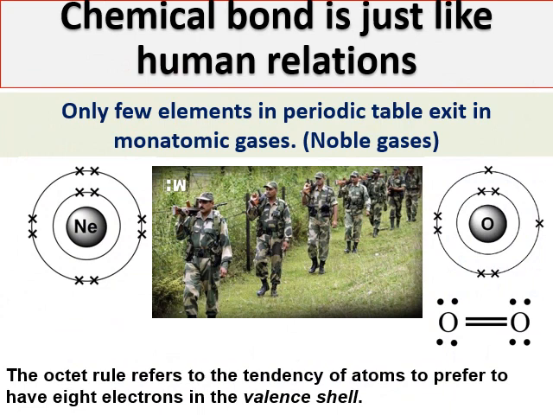So the bonds between atoms are just like the relations between humans. So let's have a look into atoms and molecules. The noble gases, helium, neon, argon, krypton, xenon, exist as monoatomic gases, but hydrogen, nitrogen, fluorine, oxygen, chlorine, bromine exist as diatomic gases, and some compounds exist as tetraatomic and more.